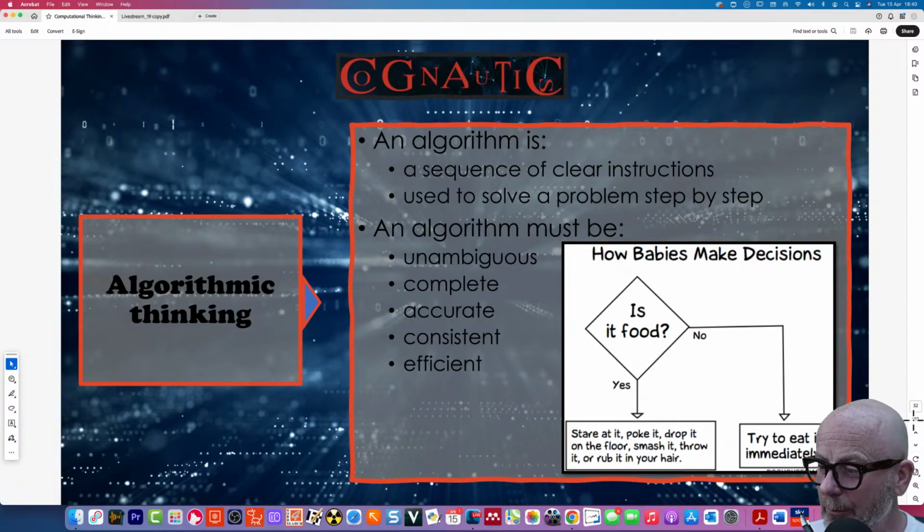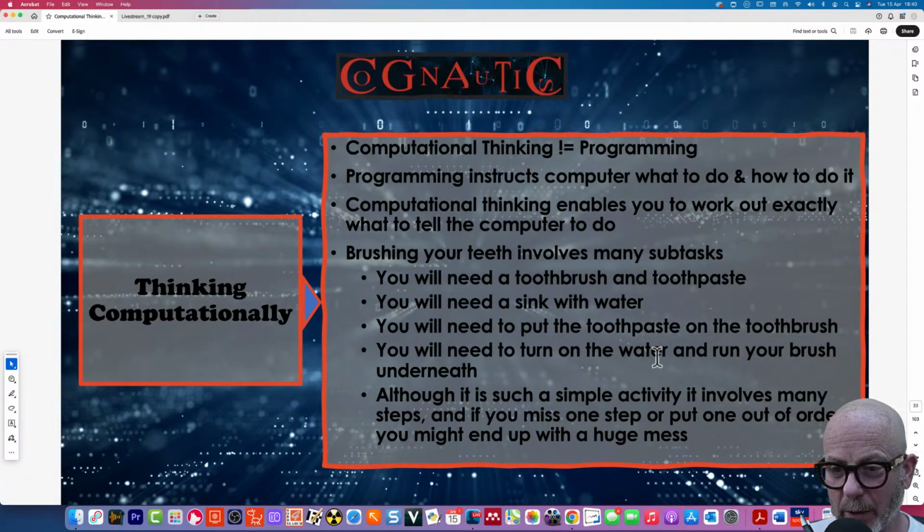All right, so let's push on and have a look at the next one, thinking computationally. Now, computational thinking is not the same thing as programming. In some ways, it has something to do with programming because it's something that you might do after you've done your computational thinking. But computational thinking is your first step before you even think about trying to create something in a high-level programming language.